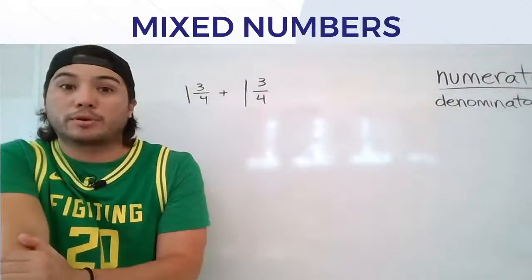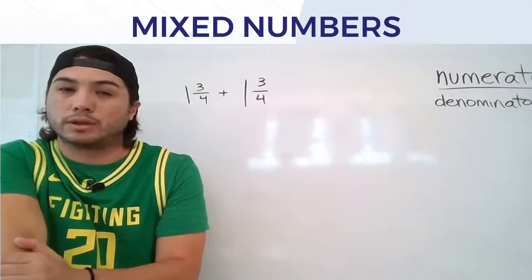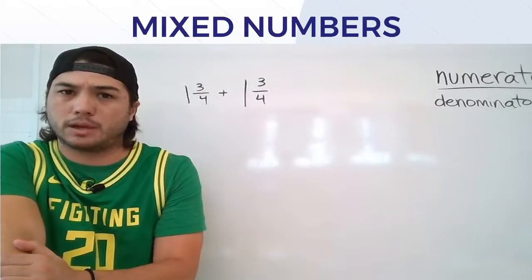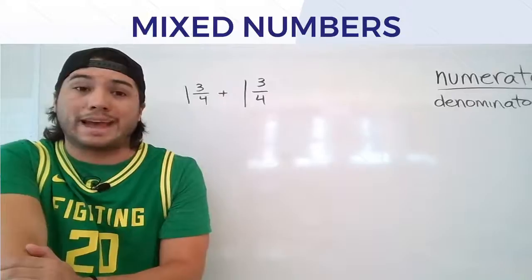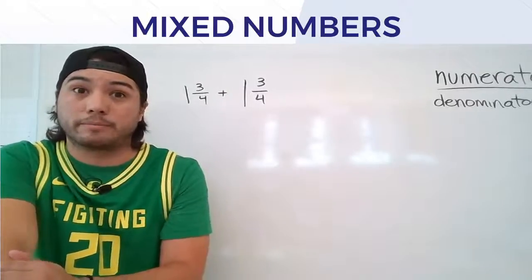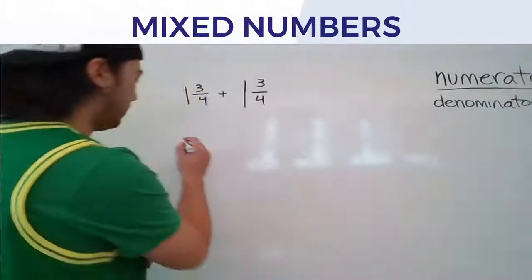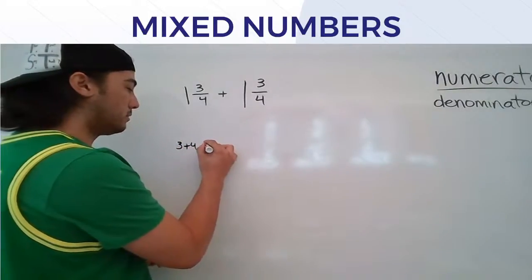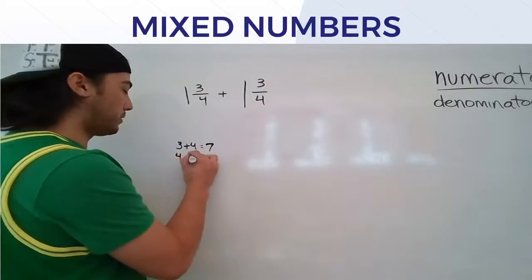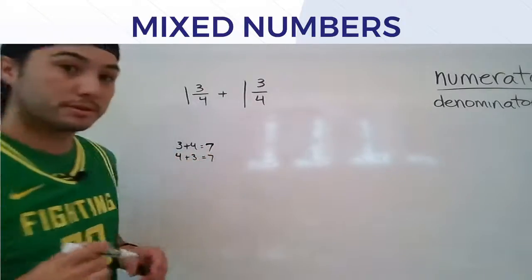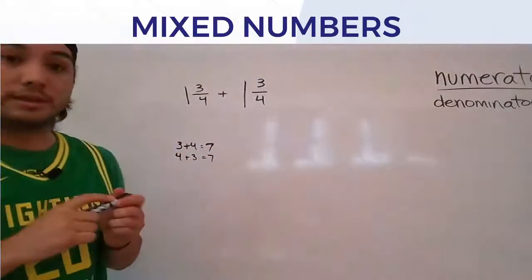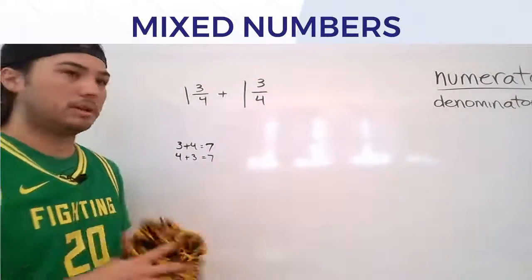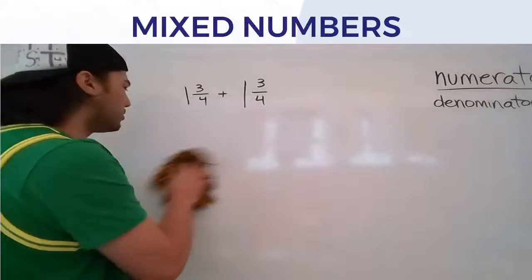One of our properties of addition that's going to be really useful is our commutative property. That means that if the addends change, the sum stays the same, right? This is our 3 plus 4 equals 7 is the same thing as 4 plus 3 equals 7. Because with addition, it doesn't matter what order our addends are in, it still equals the same sum. This is also true with fractions.